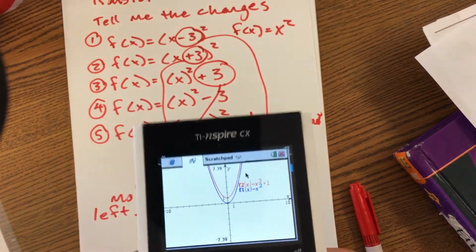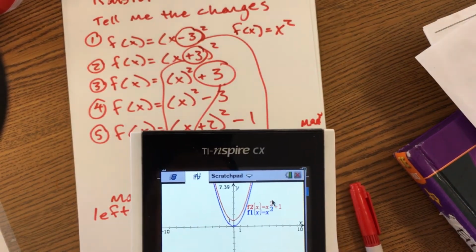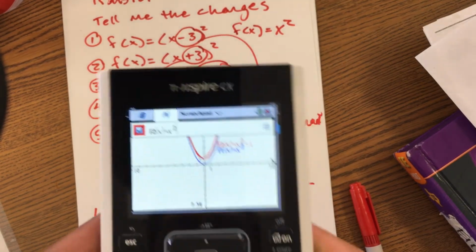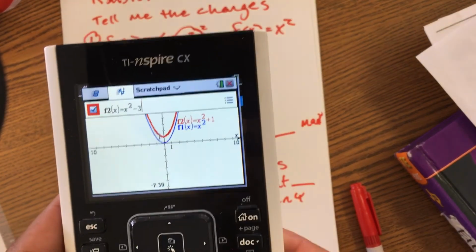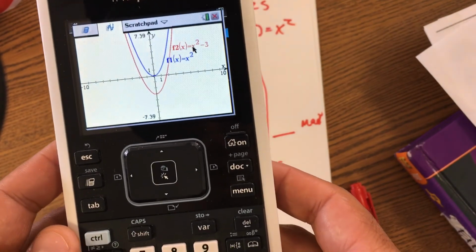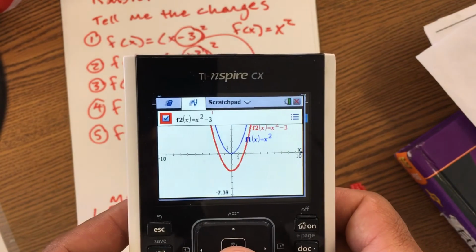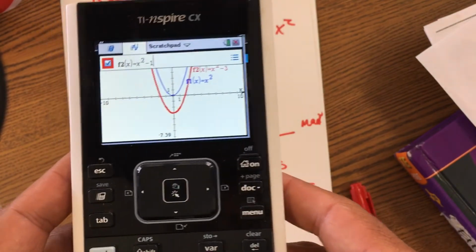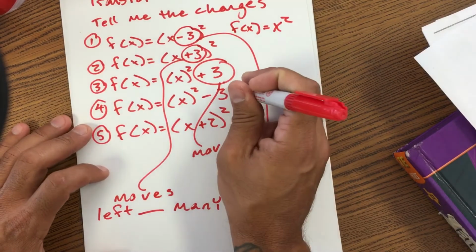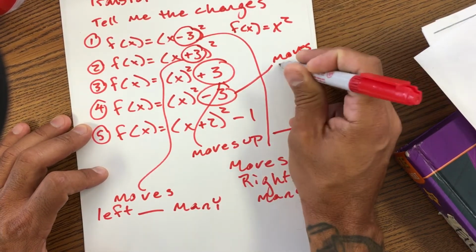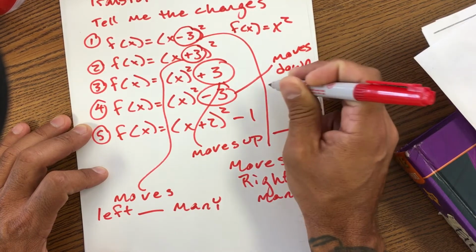And then I'm going to try it with a negative. So what happens when I put a negative here? Minus 3. And it goes down. And just to double check by putting another number, I'm going to put minus 1. And it goes down 1. So when this happens, I'm going to say moves down blank many.